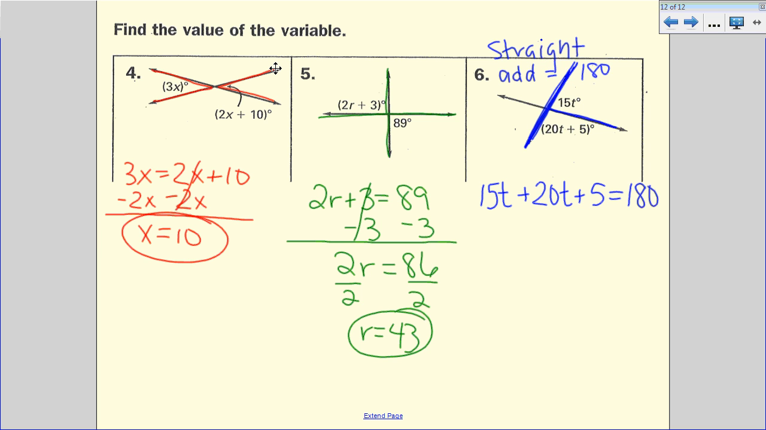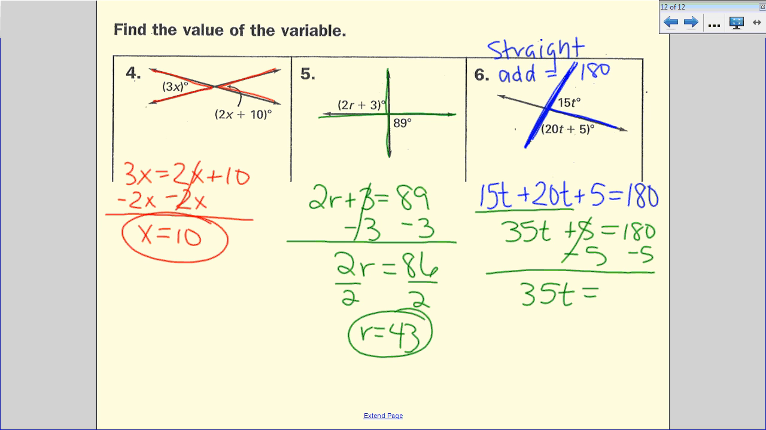So I'm going to have 35t plus 5 is equal to 180. This time my variables are on the same side, so I can combine those together. I minus 5 from each side, and I get 35t is equal to 175. We go through and divide by 35. You may need to pull out your calculator, but we get t is equal to 5.